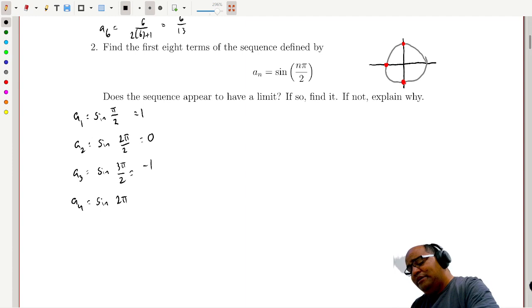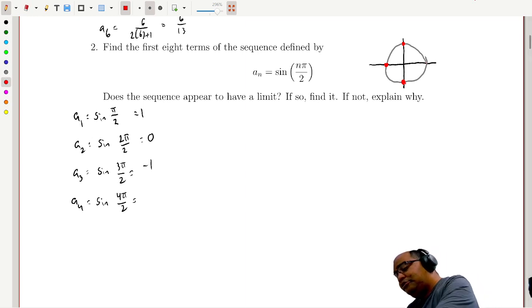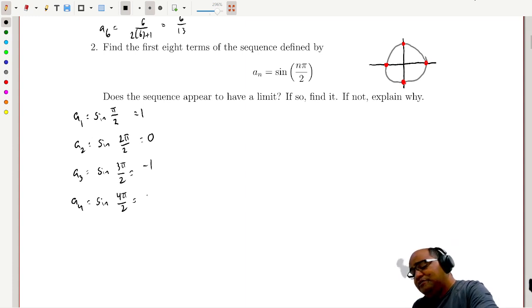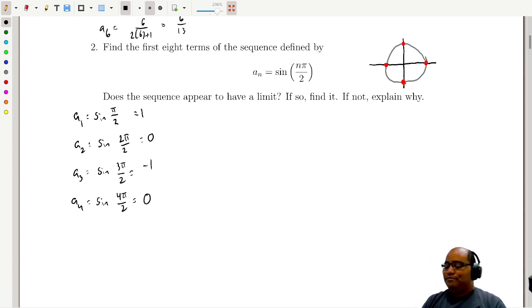And then we have a_4, which is sine of 4 pi over 2. That's sine of 2 pi. Let's be kosher here: 4 pi over 2, and mark that here. Well, sine of 4 pi over 2, sine of 2 pi, that's a 0. Now let's keep going because we need 8 terms. We don't really see a pattern here. We have 1, 0, -1, 0.